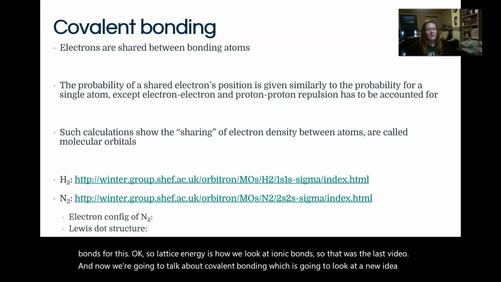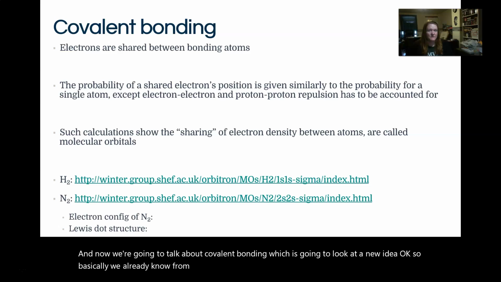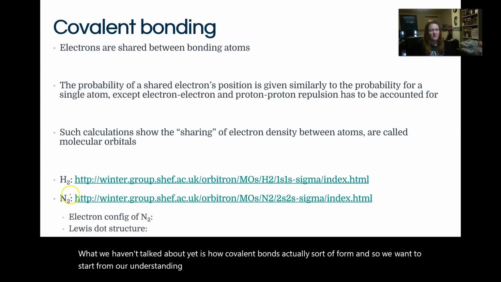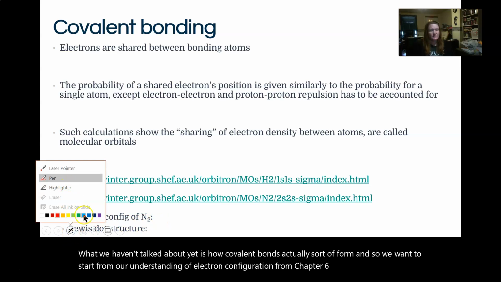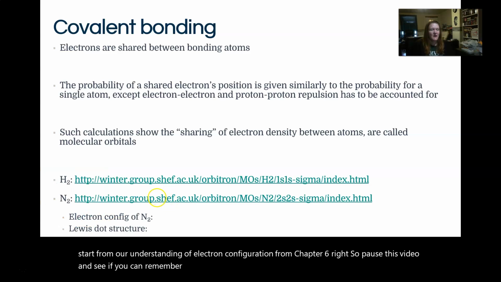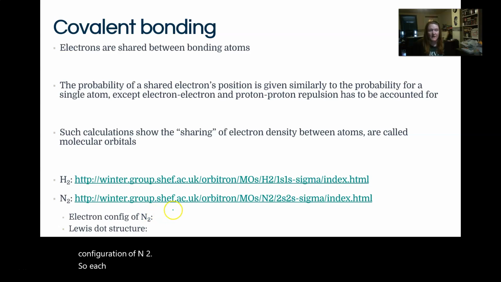So basically, we already know from drawing Lewis dot structures in Chapter 8 that shared electrons are called covalent bonds. What we haven't talked about yet is how covalent bonds actually form. And so we want to start from our understanding of electron configuration from Chapter 6, right? So pause this video and see if you can remember, using a periodic table, how to write the electron configuration of N2. So you're going to look at each nitrogen separately to do that.